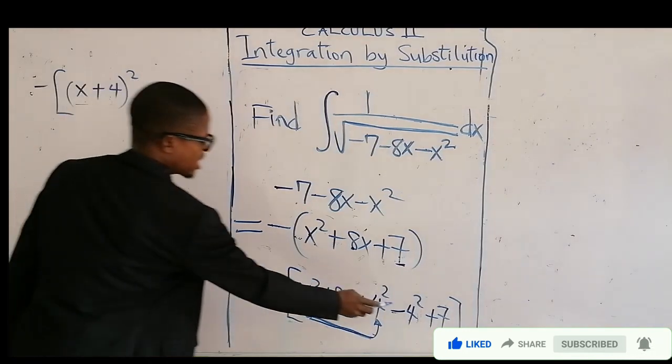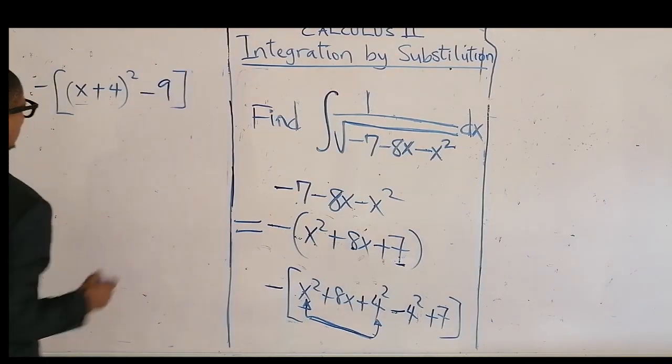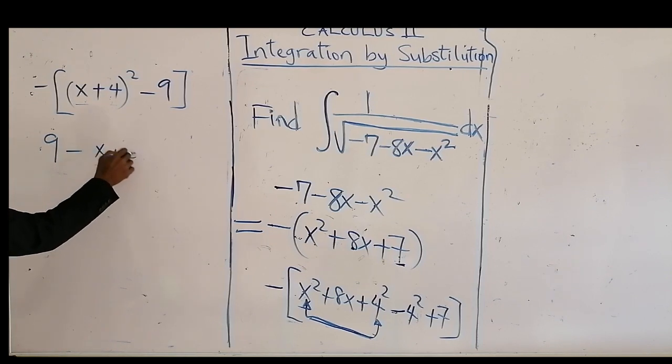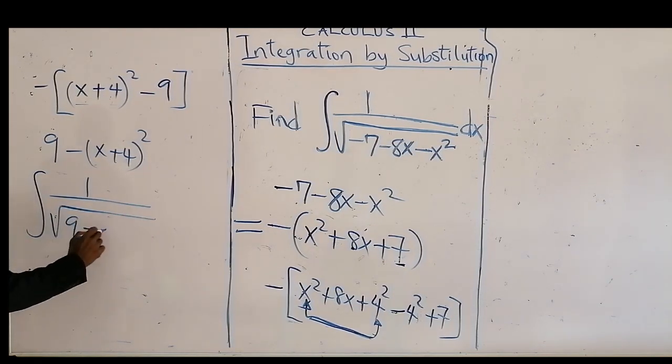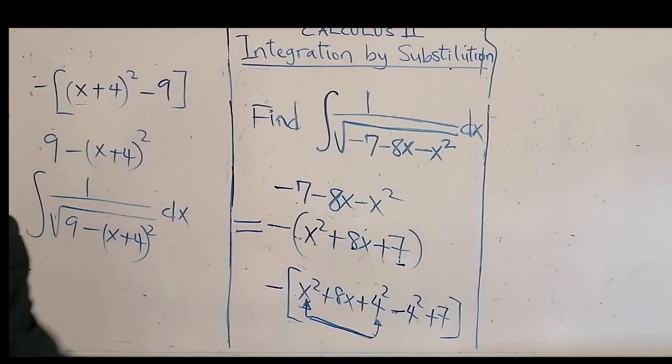Then 4 squared is 16. Minus 16 plus 7, that's minus 9. Allow this negative to come in, and that will give you 9 minus x plus 4 all squared. Then we can now go back to our integration. 1 over square root of 9 minus x plus 4 squared dx. So that's what we have now.